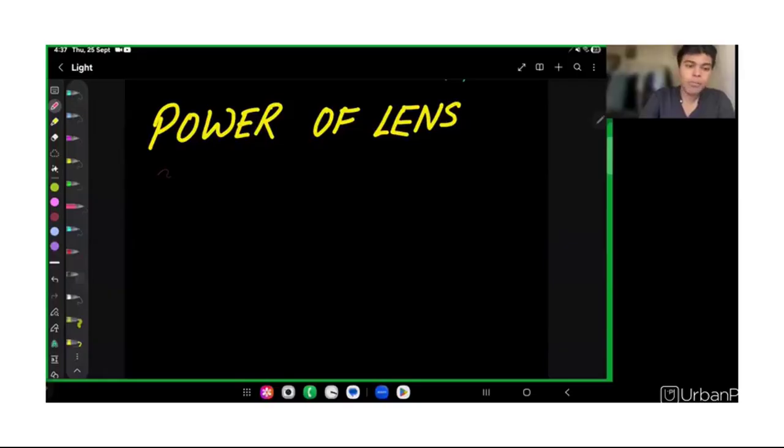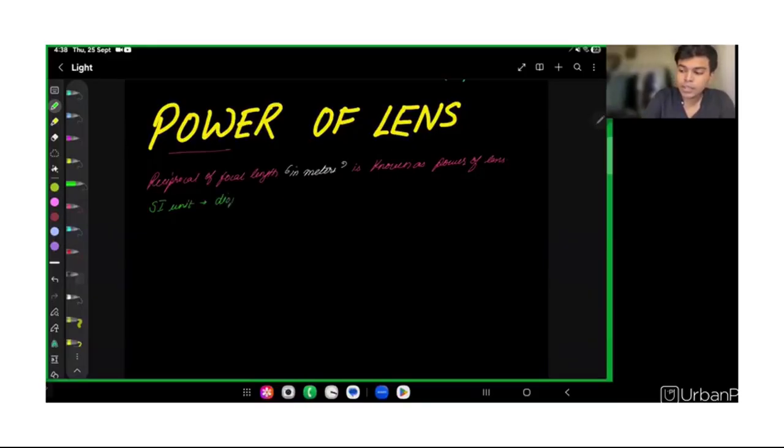So basically, the definition of power is the reciprocal of focal length in meters. This is very important. In meters is known as power of lens, right? What is the SI unit? SI unit of power of lens is diopter. Diopter is also signified as D.